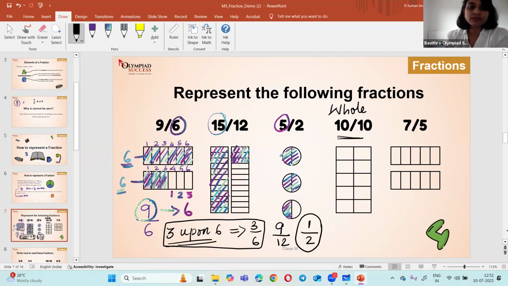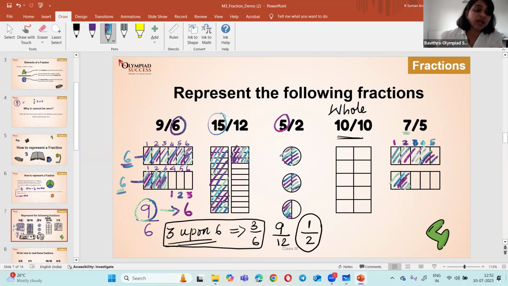How do we do this? Tell me, Jaiveer. How are you going to shade it here? What is the total number of parts the image is divided into? Let me check. 1, 2, 3, 4, and 5. Right, Jaiveer? Five. So how do we shade this? We need to shade 5 parts here, and then 2 from below. Great. All right.